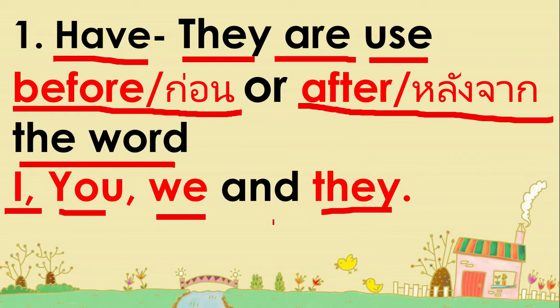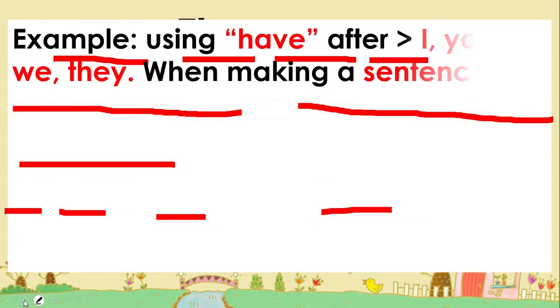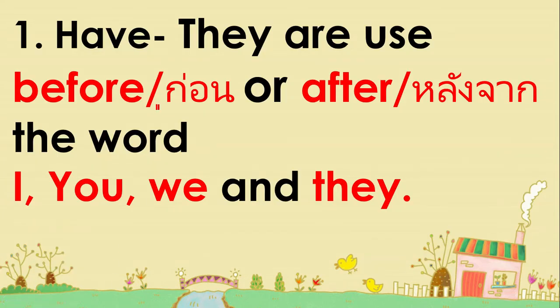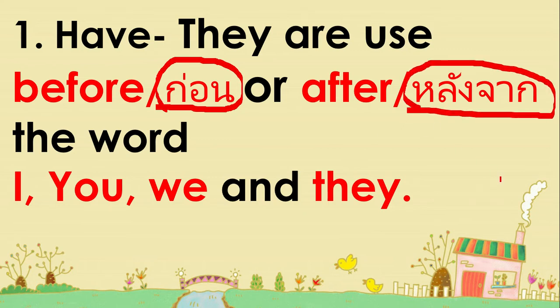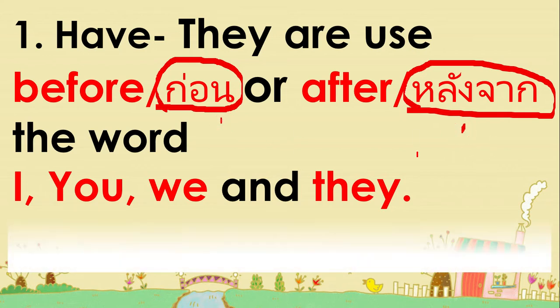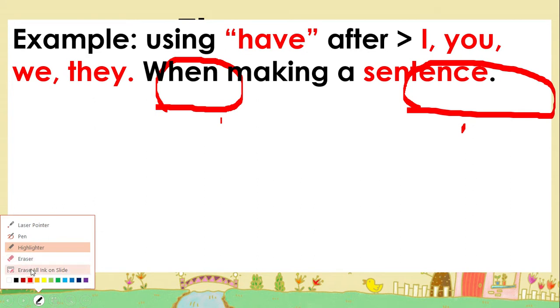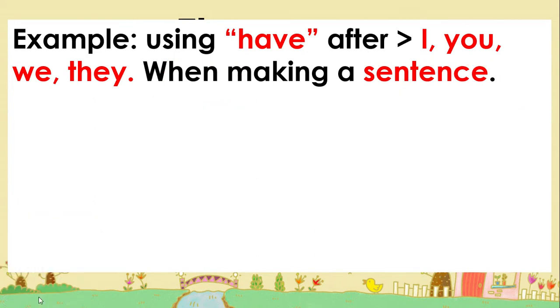Okay, let's start with the word after. Okay, after first. Okay, so I wrote here some words for you to understand the word after and before more, okay? Before, after. So let's start with after first. Okay? Using have after I, you, we, they. So have belongs to I, you, we, they. And in here after, so the first one should be I first before the word have. Okay, it's like this, okay?